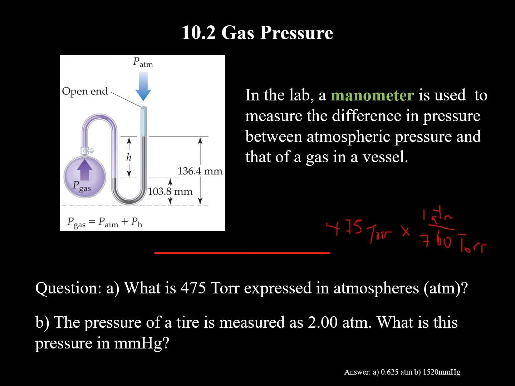And the units would cancel, torr on the top, torr on the bottom. You're left with ATM. So 475 divided by 760 would give us 0.625 ATM.